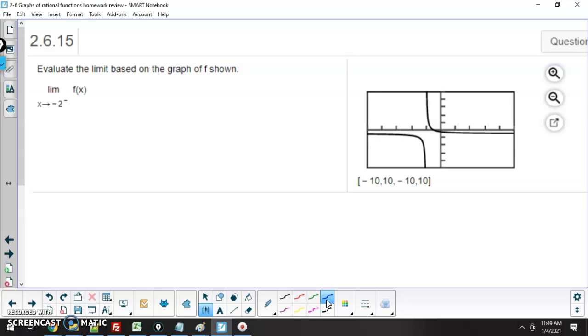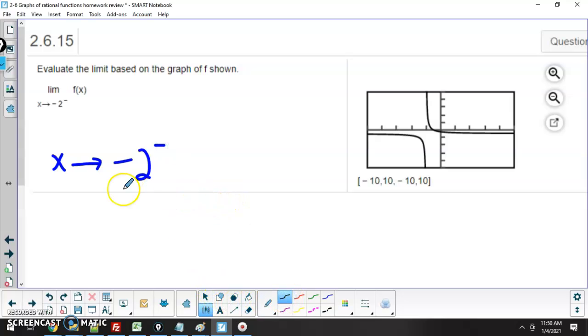All right, so in this lesson, we're graphing rational functions, which remember is the graph of a function that looks like a fraction here. And for this particular one, you're just supposed to evaluate the limit based on the graph, so we don't really know what the function is. Anyhow, this says as x approaches -2, and then it has a little sign here, okay?